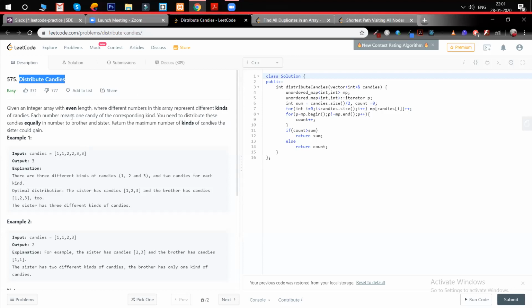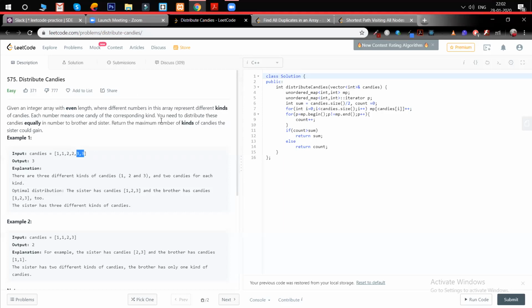So we are provided with an integer array, and the length of the array is even. It is mentioned over here, and we are provided with different kinds of candies. As you see, we have one as one different kind of candy, and two as a different one, and three as a different one. So each number means one candy of a corresponding kind.